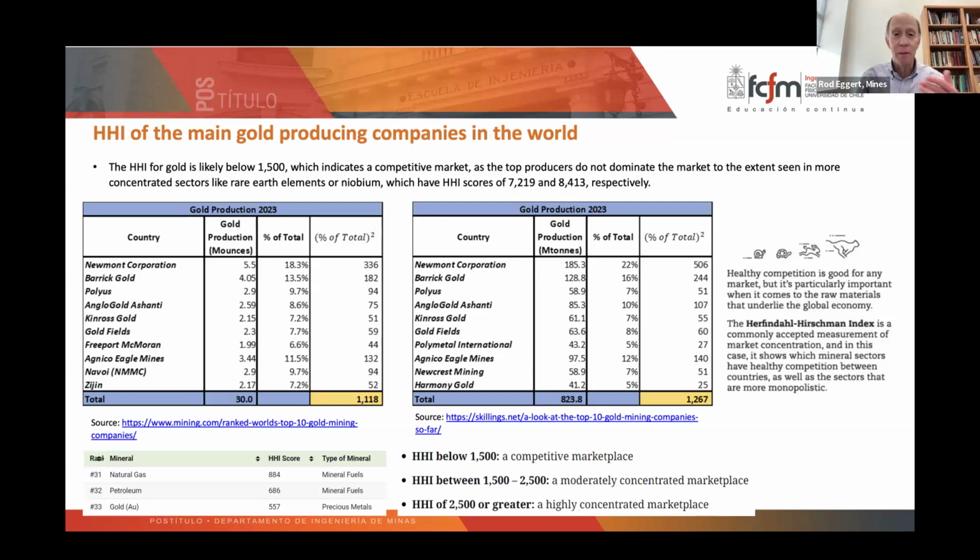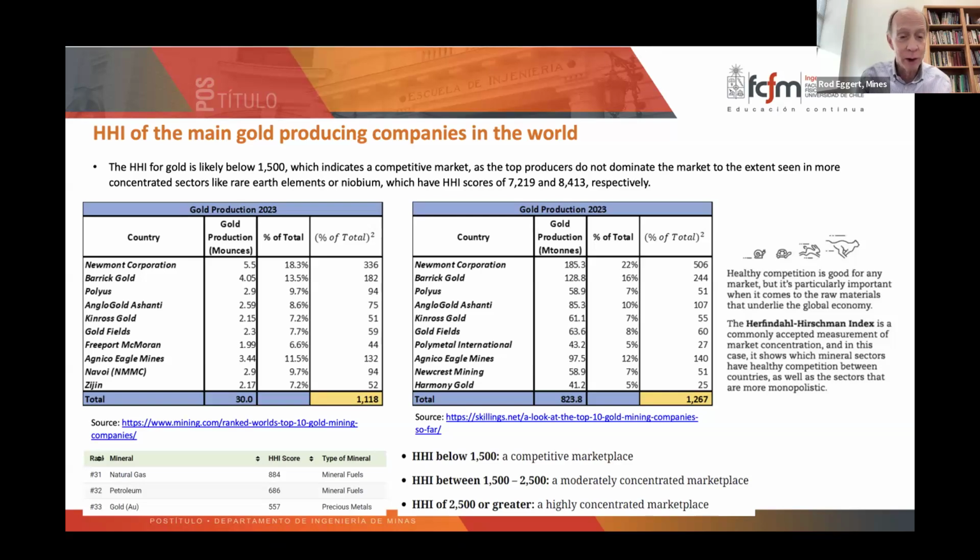So let's just imagine or assume that number 11 is 1%, number 12 is 1%, and so on. Well, squaring 1 adds 1 point to the HHI score.